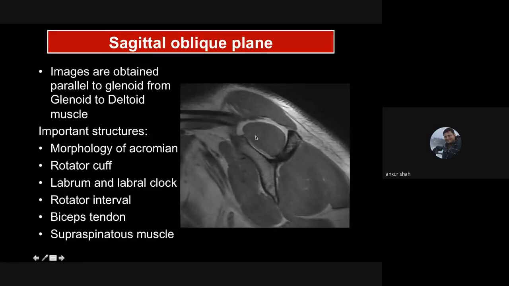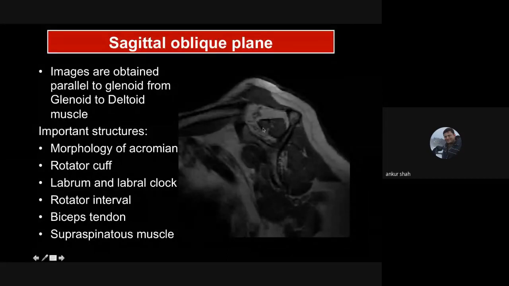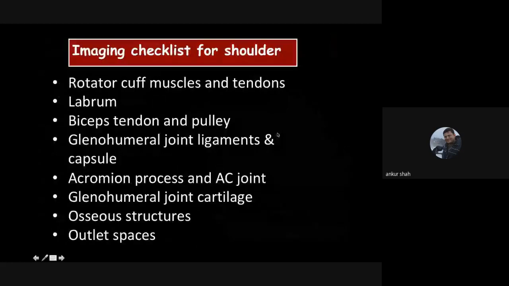While in cases of fatty atrophy, like here, you can see the muscle is atrophied. It is less in volume and there is fat all around the muscle, as well as areas of fat within the muscle also. So this is important to look for fatty atrophy of the muscle.